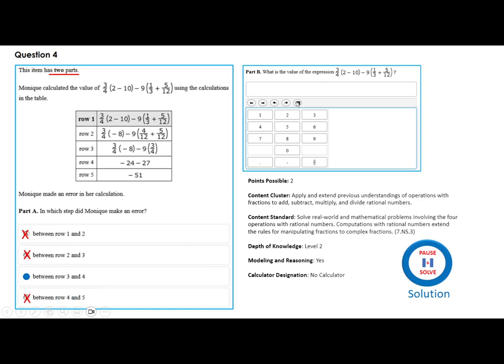Part B, what is the value of the expression? We know up to this point, everything is correct. Here, this should be divided by 4. So that would be negative 51 divided by 4, and that would be the answer of this expression.